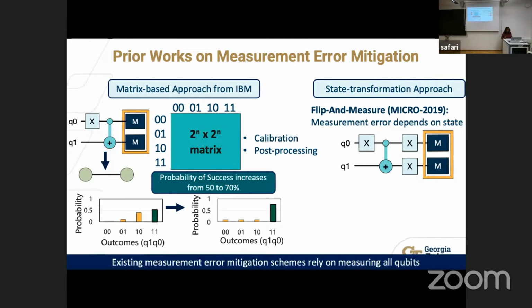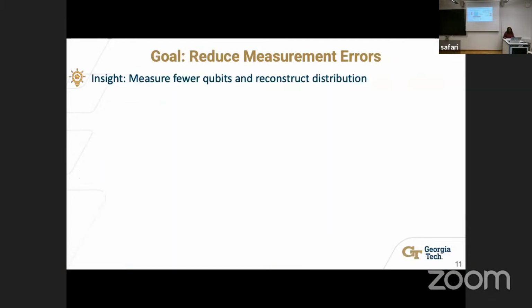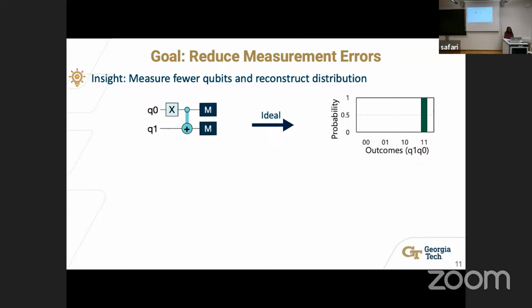So that becomes a challenge because they rely on measuring all qubits. So we started off with the insight that, if your goal is to reduce measurement errors, which grow as your program size grows, why not measure fewer qubits and then try to reconstruct your distribution? To give you an example, let's take the previous circuit I was talking about.